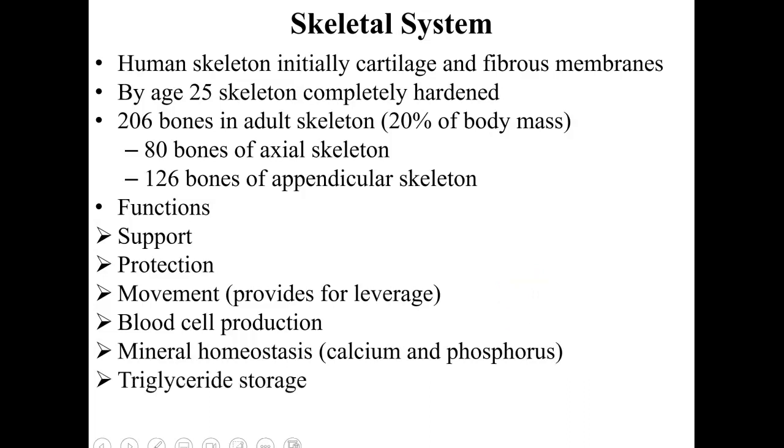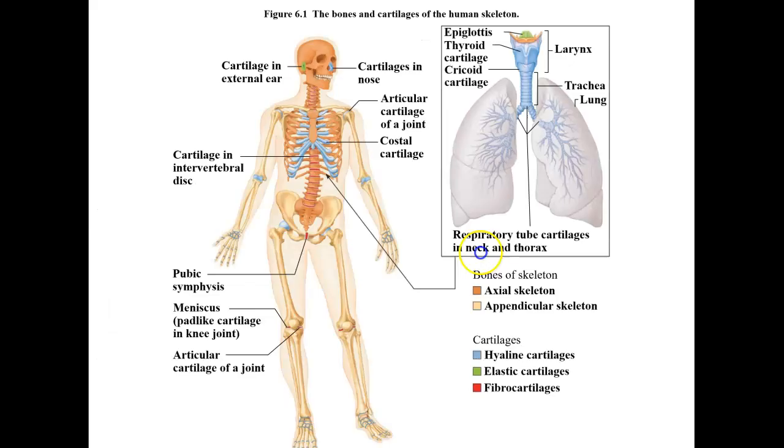Another thing is going to be triglyceride storage. And you learned from the previous chapters that we've talked about that triglycerides are going to be fat or adipose. And so we're going to find triglyceride storage mainly in the medullary cavity of the long part or the shaft of the bone. So looking at this picture, you see the skeleton. In this orangey color, you're going to find the axial skeleton.